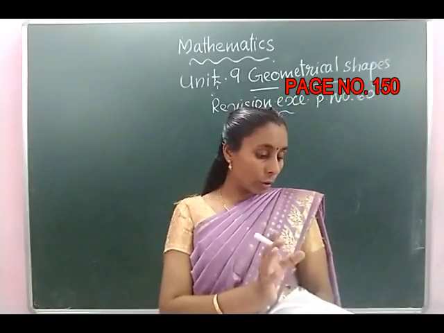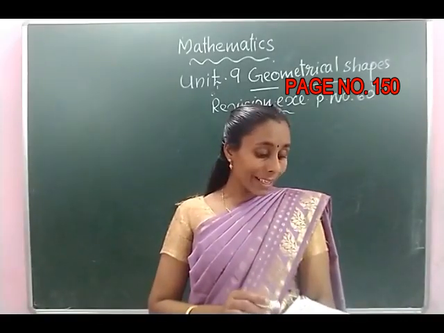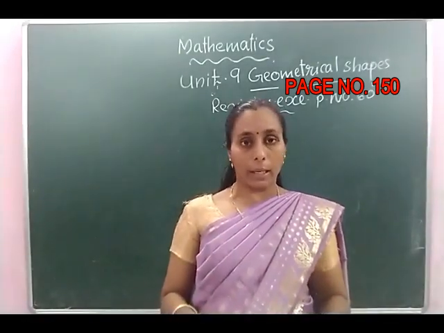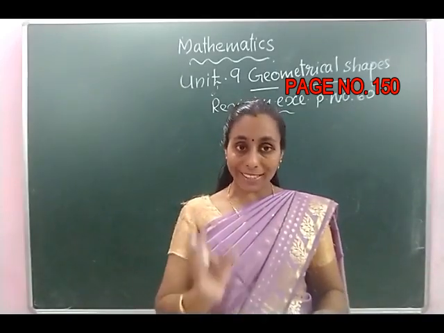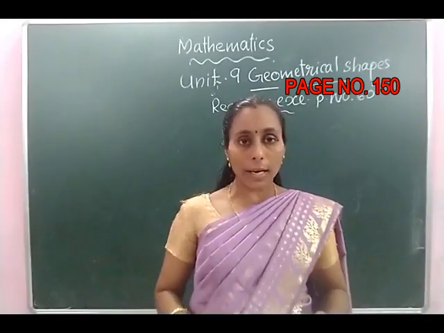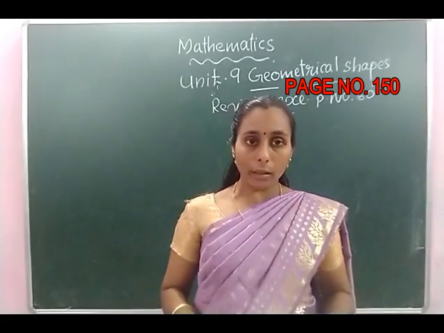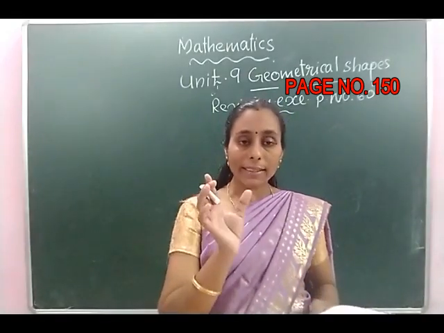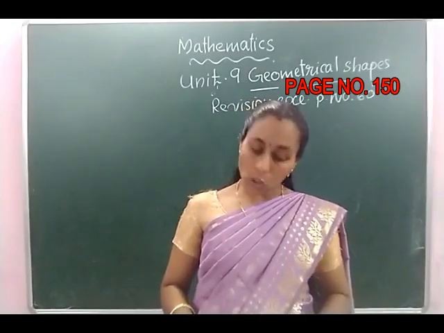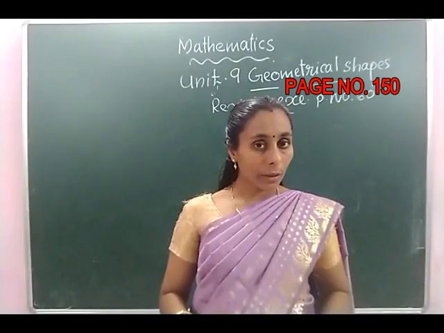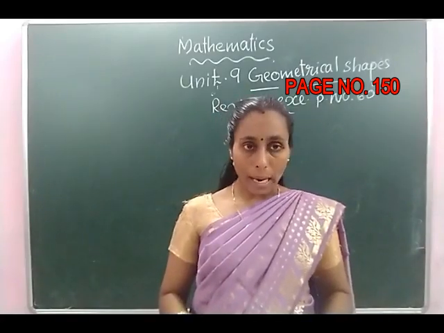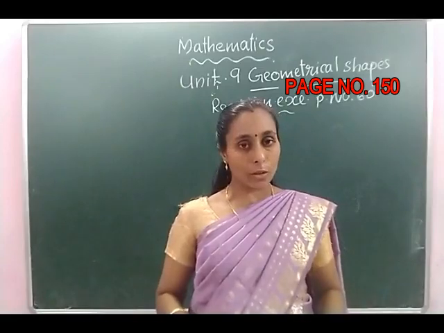Next, question number 2. Name 3 objects of each shape. Square: we can write 3 objects, the things which have the shape of a square. One example I shall tell you is the chessboard. What is the shape of the chessboard? That is a square shape. Rectangle: scale. Our scale has a rectangle shape. Circle: bangles. The remaining 2 shapes you can write yourself.